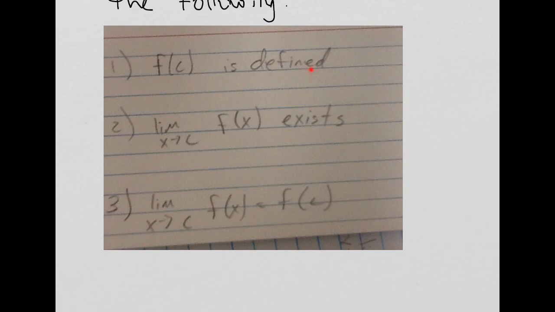So all three things have to be the same. The function has to be defined, so there really can't be a hole there. If there's a hole at all, then the function's not continuous. The limit has to exist, so there couldn't be an asymptote or anything like that. And all three of them have to be the same thing.